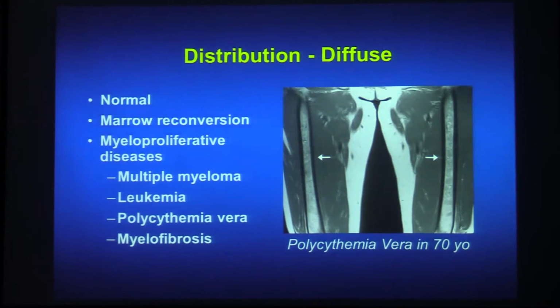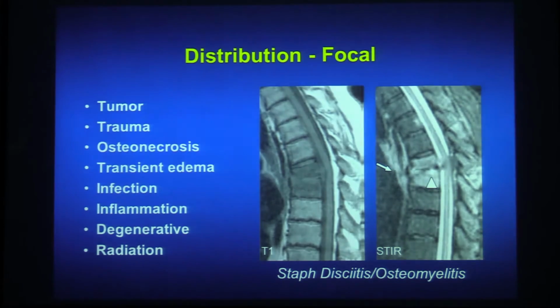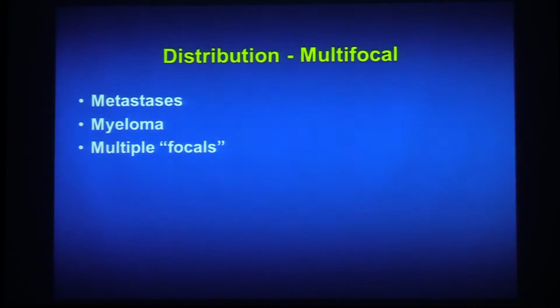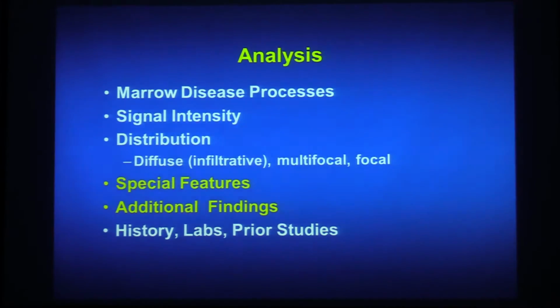So here's a coronal T1 weighted image in a 70-year-old. By age 70, you expect axial marrow to be bright on T1, similar to the subcutaneous fat, but we see this abnormal signal, and this was Polycythemia Vera in a 70-year-old, so proliferation of the red blood cell elements. Focal distribution, that can be a lot of processes we're all familiar with. And then multifocal distribution, again, Mets, myeloma, or multiple foci of the focal processes.